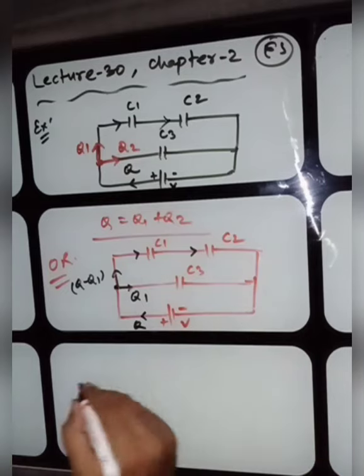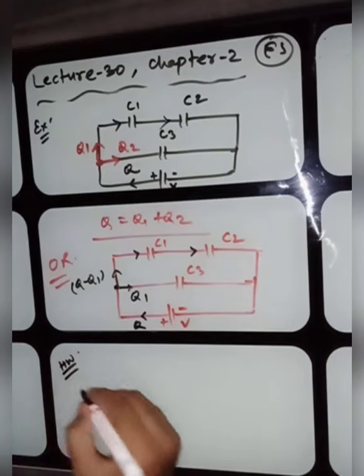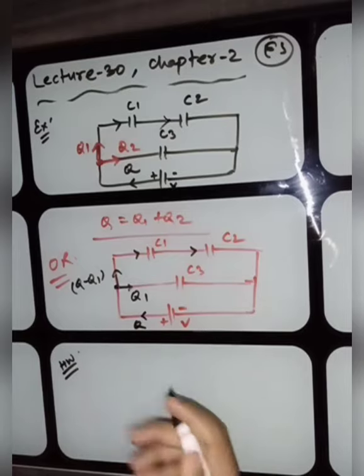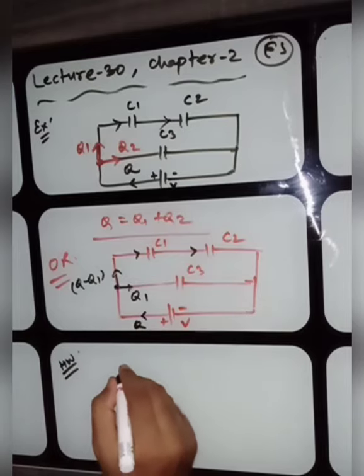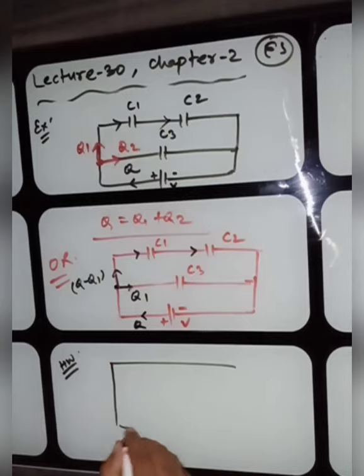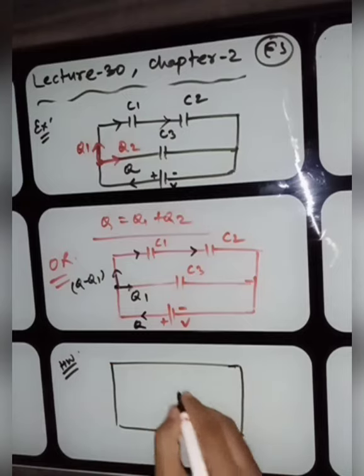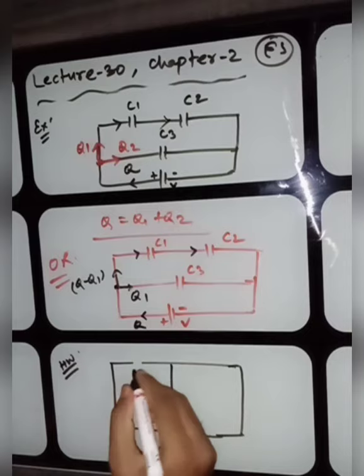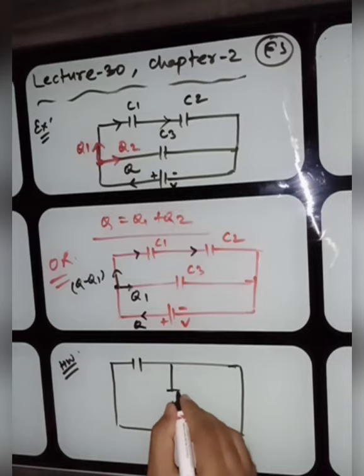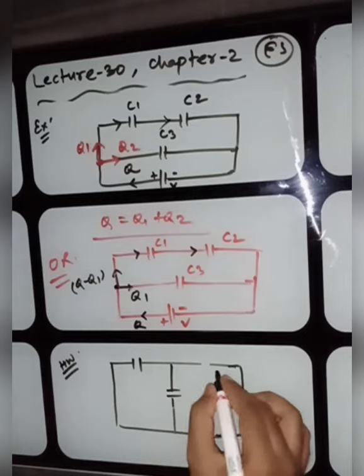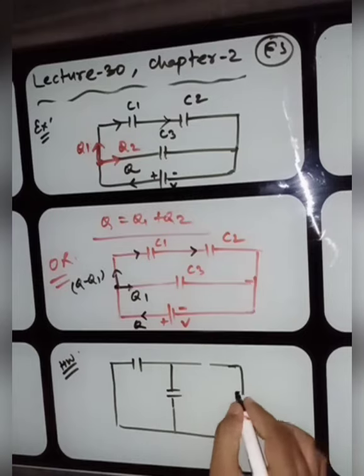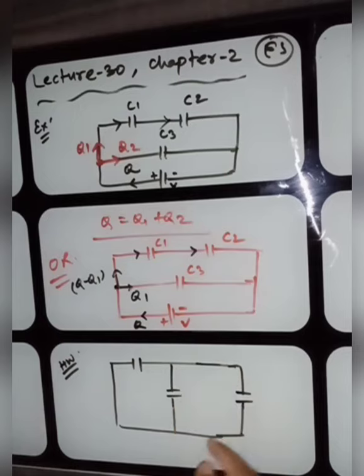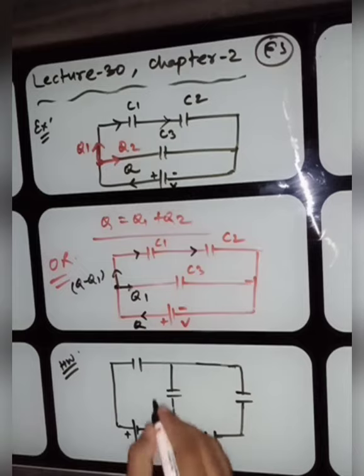Okay, my dear students, one homework I'm giving you. This is your home assignment. Two homework I'll give. One, I'm arranging over here one capacitor and battery. Okay, battery I'm placing over here. This is the positive and negative terminal.